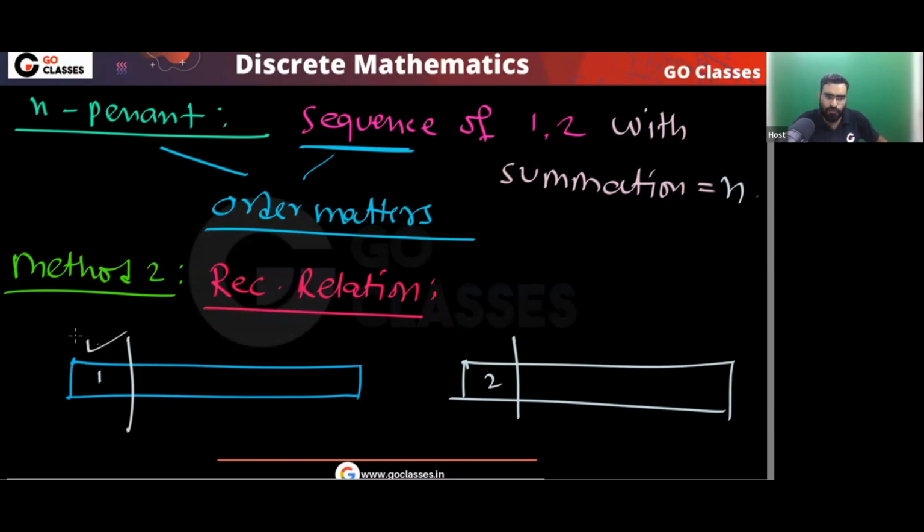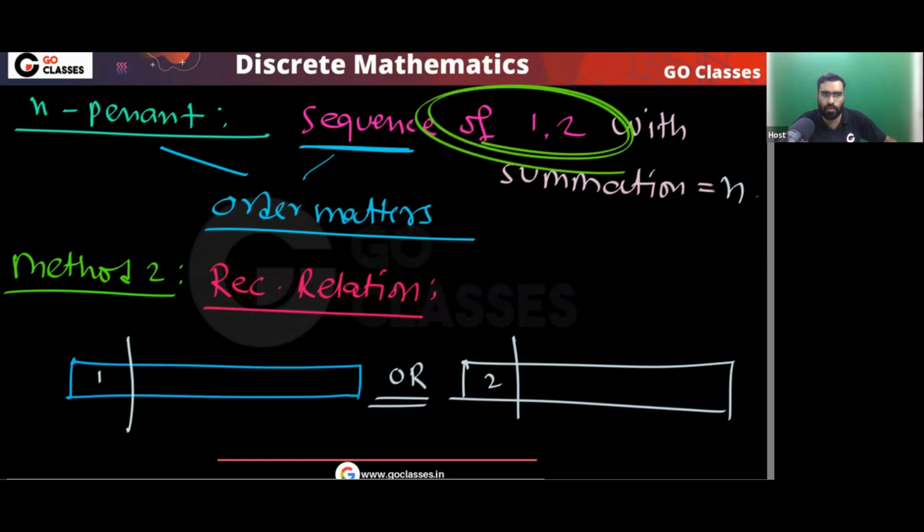So either you can put 1 here or you can put 2 here. Only 2 choices you have. Either you can do this or you can do this. There is no other choice because we can only use 1 comma 2. Now you tell me, how many n-pennants can I create? So let's assume the number of n-pennants is equal to fn.